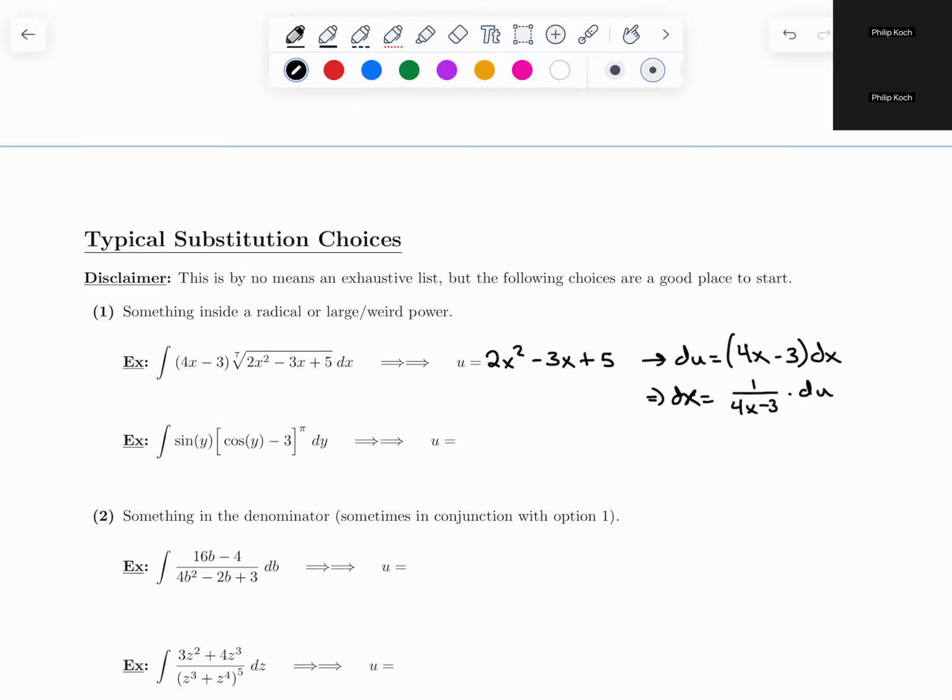So that's a good choice of u, something on the inside of a radical or a large power. Another example, if we have sine y times the quantity cosine y minus 3 to the pi, that's something inside of a large or weird power. Pi is a weird power. So we'll make u equal to cosine of y minus 3. That would imply that du is equal to negative sine of y dy. So that dy, when we solve for it, is negative 1 over sine y du.